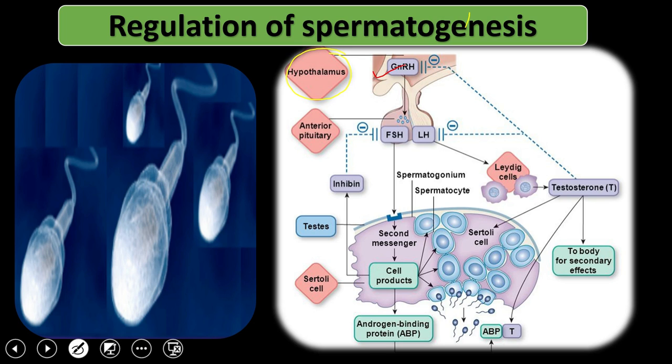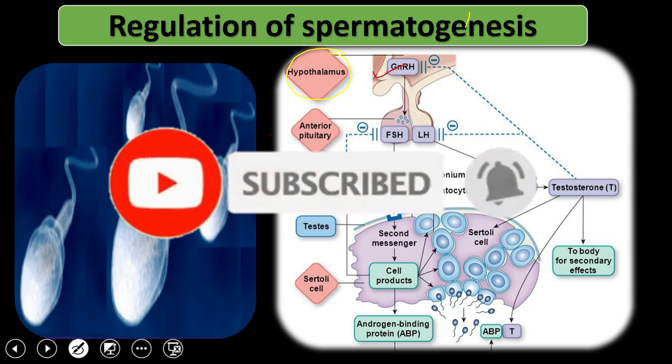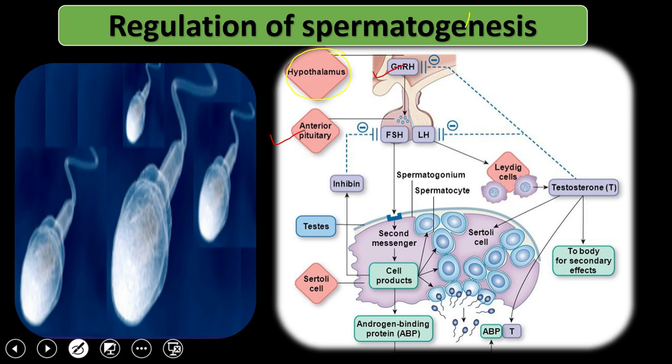This gonadotropin releasing hormone stimulates the anterior pituitary gland for the release of gonadotropin hormones, that is FSH and LH. FSH is follicle stimulating hormone, LH is luteinizing hormone. Both are called gonadotropin hormones. Now, what are the functions of FSH?